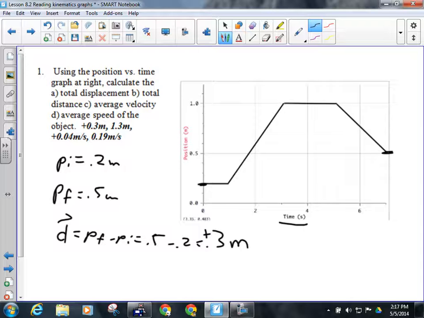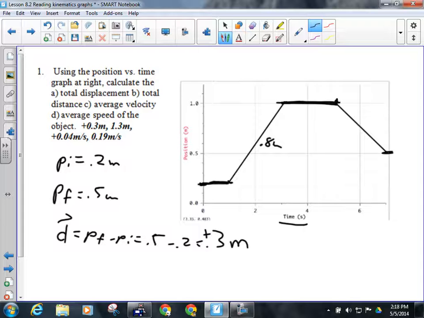Now it says, what's the total distance traveled? Well, I have to figure out how far I go right here. 0, because I started at 0.2 and I ended at 0.2, so I didn't go anywhere during that part. Then I went from 0.2 to 1. Well, that's 0.8 meters. And what did I do here? Nothing. It stayed in the same spot. I was at 1 meter the whole time.